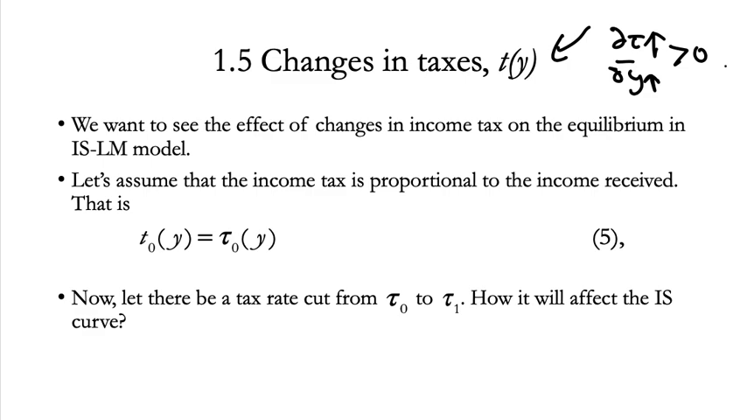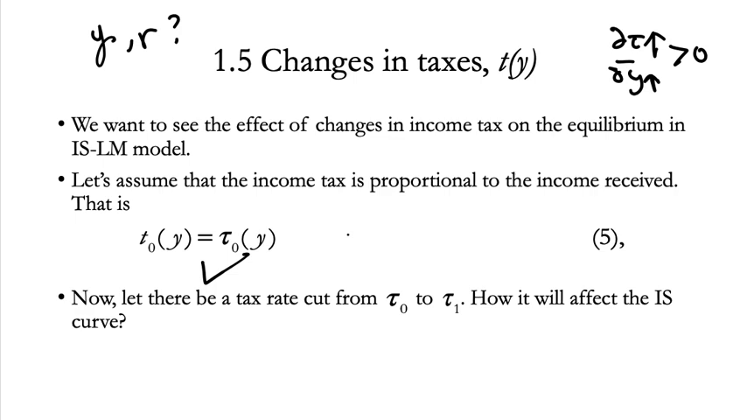The same as the fiscal policy analysis for government spending as a tool, we want to look at, if there's a change in tax, income tax, what happens to equilibrium output, what happens to equilibrium interest rate. So let's assume that income tax is proportional to the income received, that is expressed in expression 5.